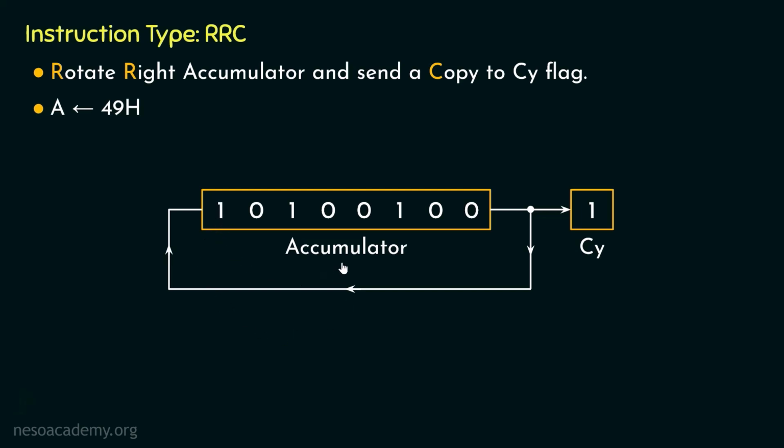Now notice the content of the accumulator. 1010 followed by 0100. Now 1010 is 10 or A in case of hexadecimal. What about 0100? We are quite familiar with this bit sequence. It is 4. So before the execution of RRC within the accumulator, we had the value 49, which after the execution is A4. Notice the content of the accumulator before the execution of RRC and after the execution of RRC.